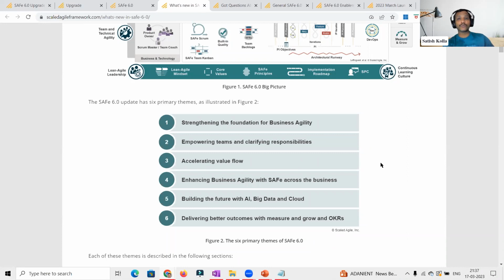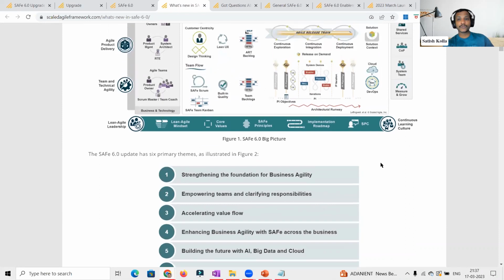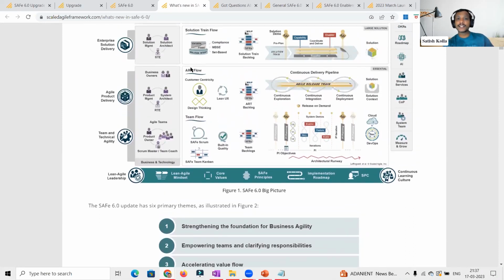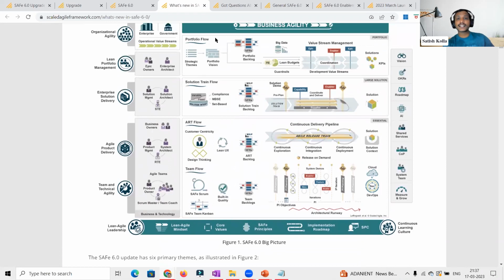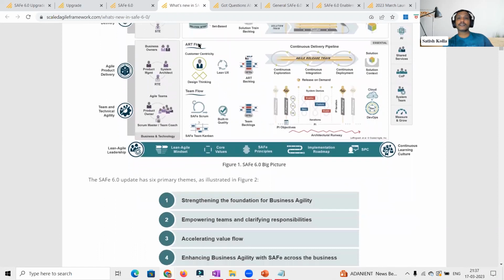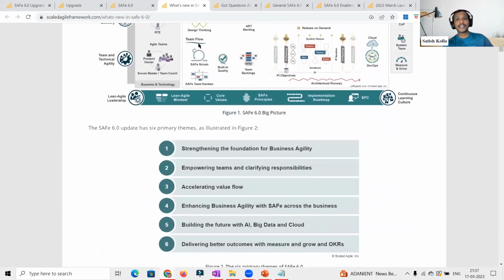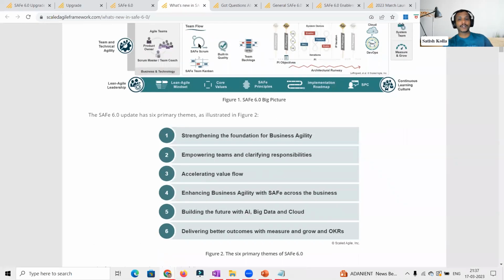The third point is flow. At each and every level, the flow is highlighted. Again, if you quickly go through the framework, the team level, release train level, solution train level, and the portfolio level, the flow is explicitly highlighted at each and every level, and the relevant metrics are detailed and clearly explained from the framework perspective. And then business agility is the same across the business. That's the intention of business agility itself. The IT or the software teams are not the only intention.